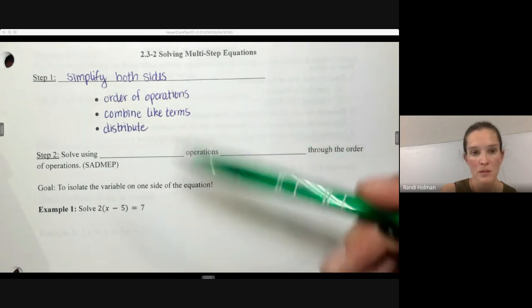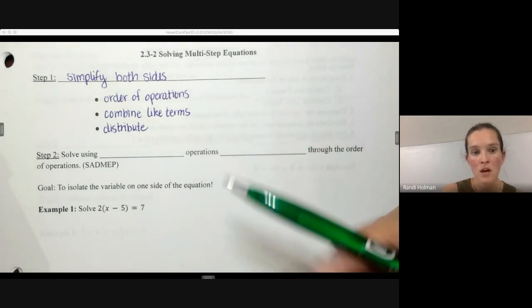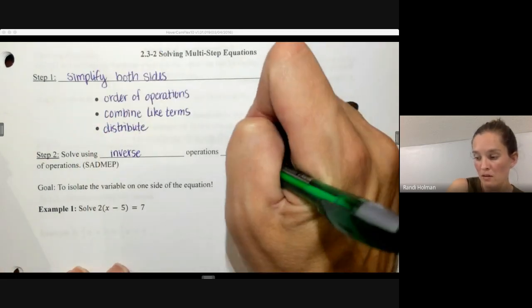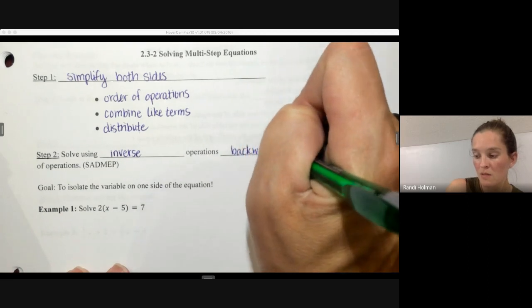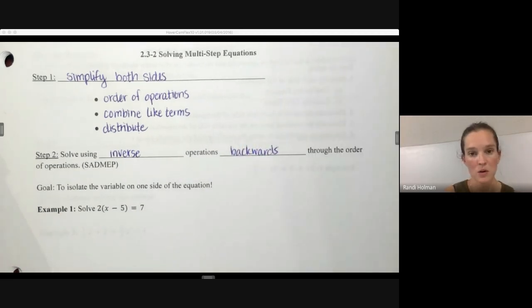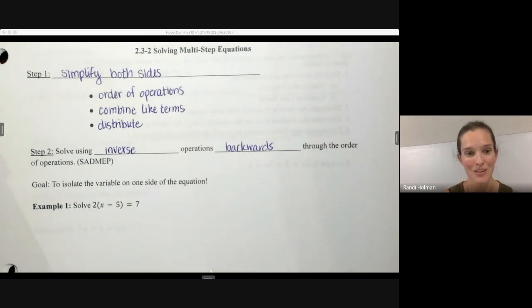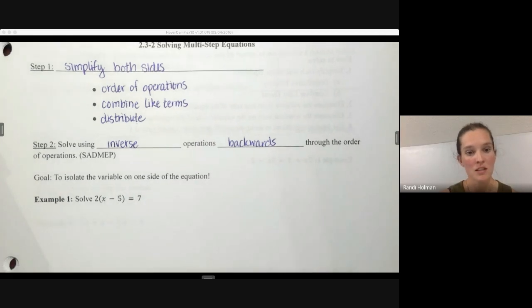So once we have done that, once we've simplified both sides of the equation, we are going to solve using our inverse operations backwards through those order of operations, right? So whenever we do it, we go most to least powerful operations. And if we are undoing those operations, we're trying to work our way backwards. We're doing least to most powerful. Or if you're using your mnemonic PEMDAS to help you remember that, we're going SADMAP, we're going the other direction. So our goal is still to isolate the variable on one side of the equation. So we know that we're done when we have x equals something, or something equals y all by itself.